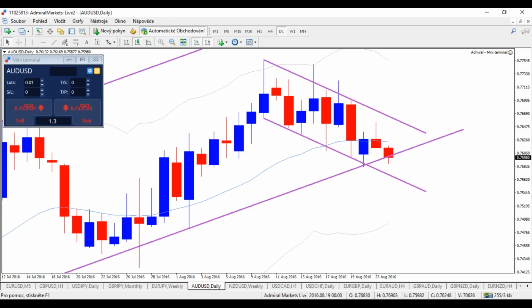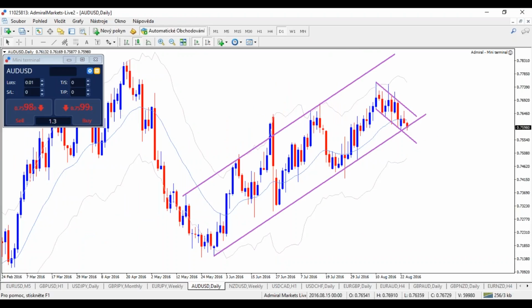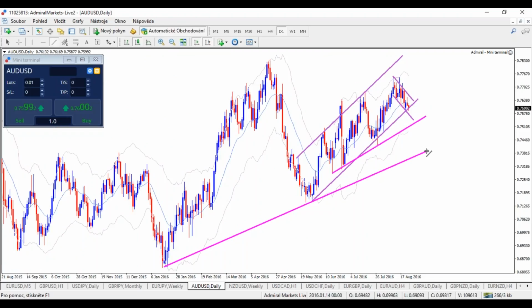Let's take a look at lower time frames, but there could be a break here to lower support. And lower support could be, for instance, this trend line. It could be this trend line as well. So those are the levels where price could fall to.